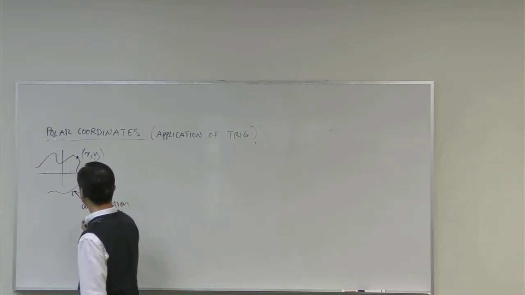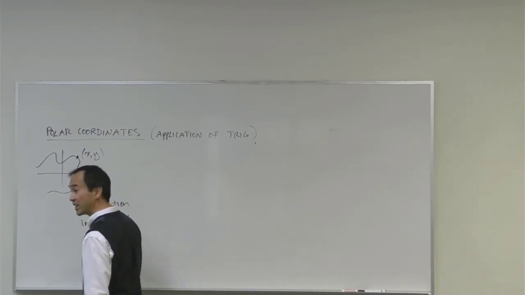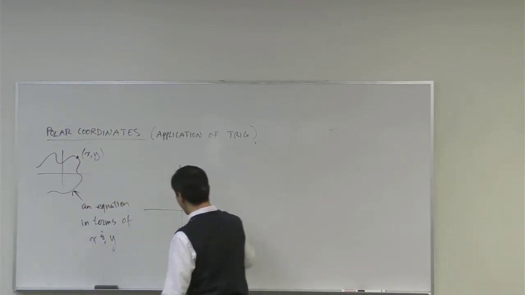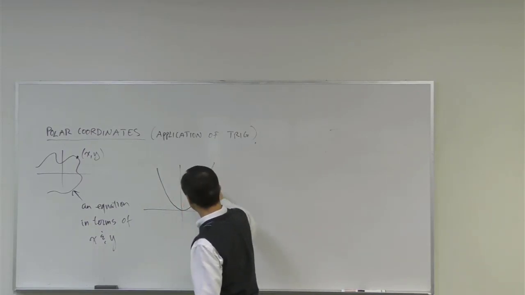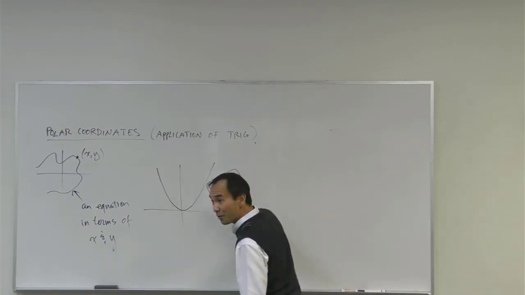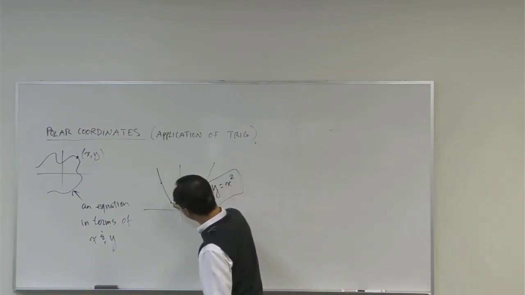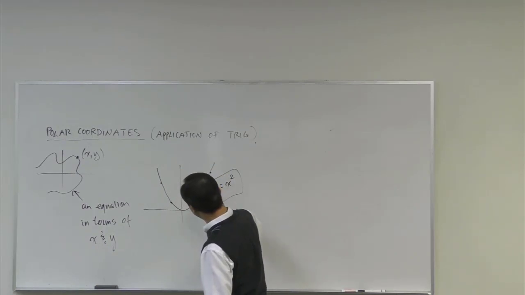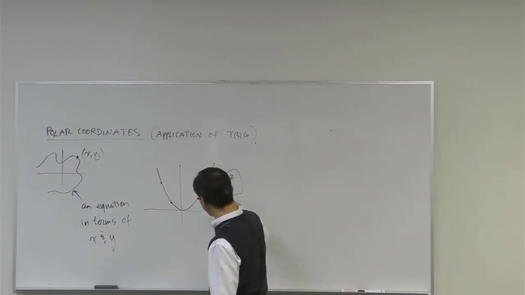An equation in terms of x and y, meaning an equation relating x and y. For example, you have seen this all over: this parabolic shape. Let's just say the simple one, y equals x squared. It's an equality relating the two variables x and y. Any one of the points here is expressed in rectangular coordinates, and that's why the equation shows the relationship between the two variables x and y.